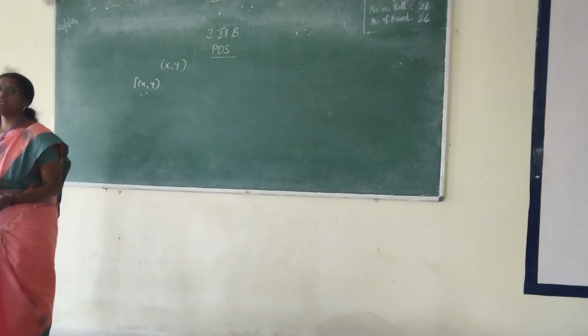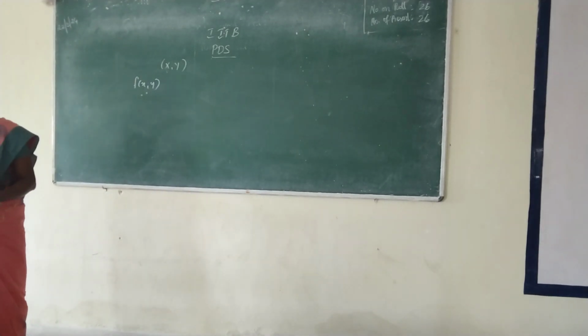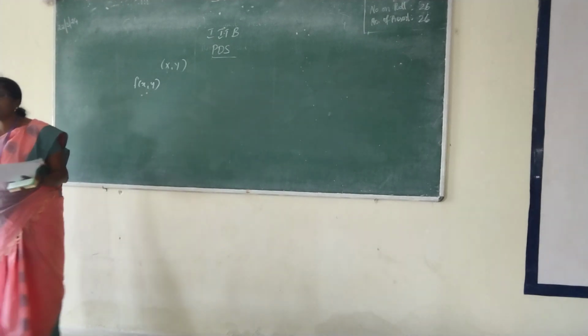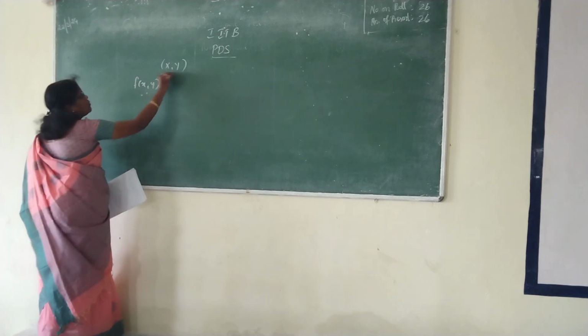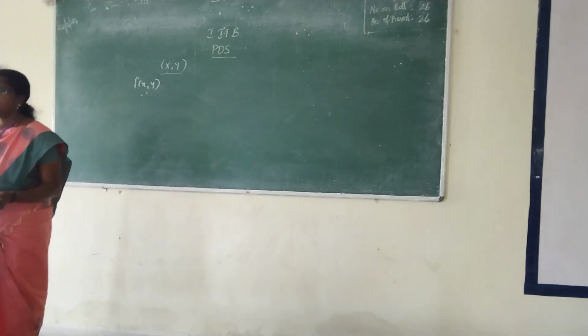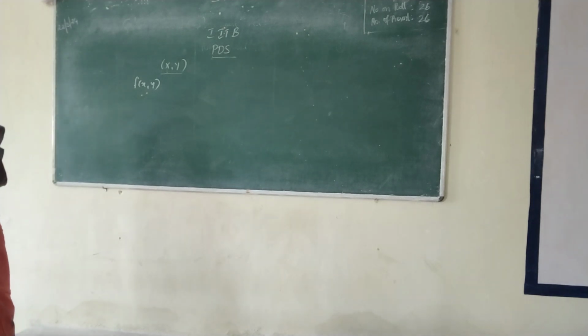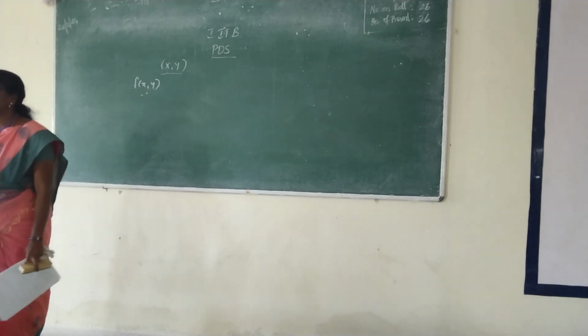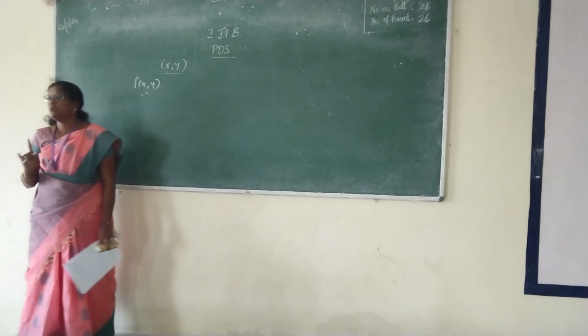The joint PDF. What is PDF? Probability density function. Joint PDF of x comma y, ordered pair x comma y. So here also the similar conditions. What is the basic condition? Total probability value is equal to 1.